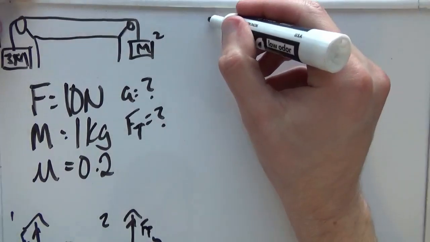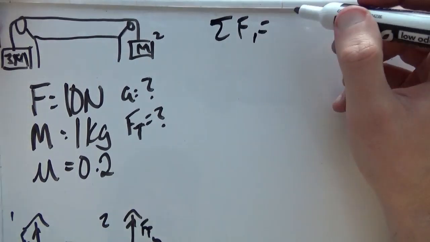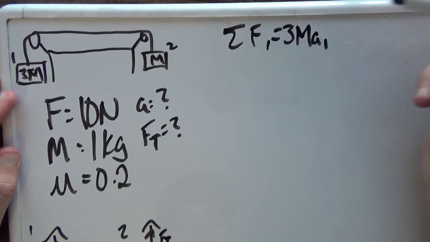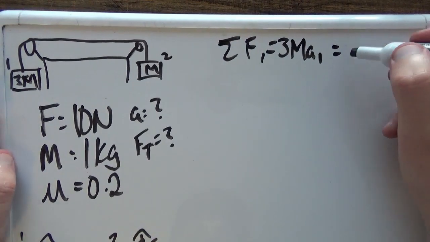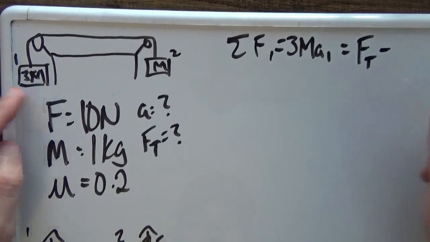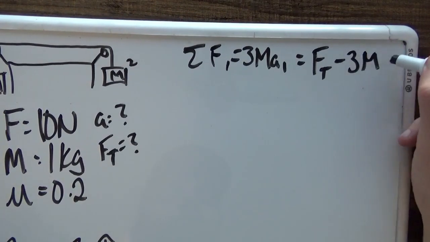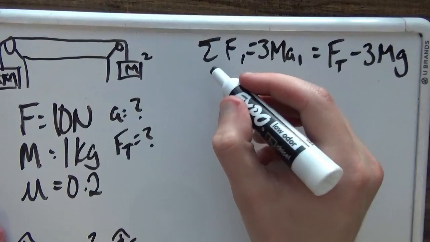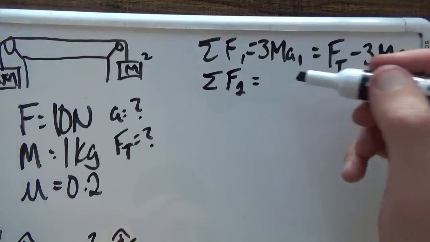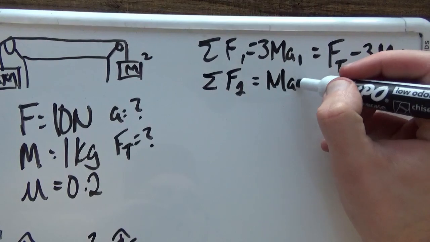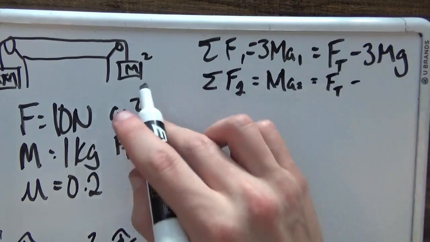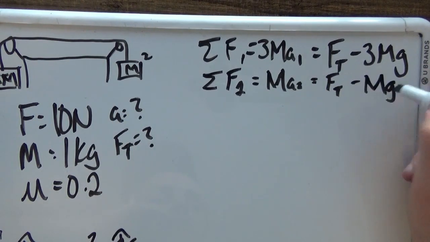That means net force. Net force on 1. For block 1, our mass is 3m times a1. Just tension up, gravity down. Force of tension minus our force of gravity, which is just mg, but our mass here is 3m times g. Net force of block 2. ma, but our mass here is just m times a2. Force of tension in the positive minus force of gravity down, but our mass here is just m times g.